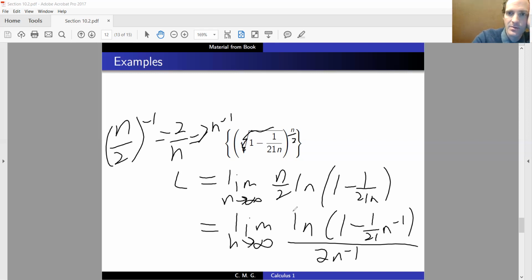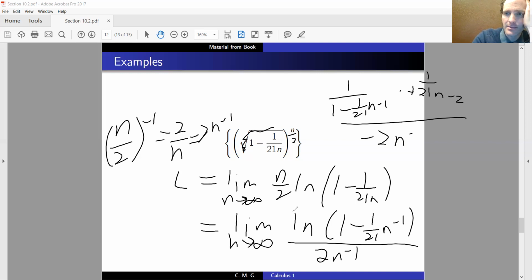So the top here becomes 1 over 1 minus 1 over 2n to the minus 1 times the derivative of that, which is 0 for the derivative of 1, and the derivative of minus 1 over 2n to the minus 1 is positive 1 over 2n to the minus 2, divided by negative 2 n to the minus 2.